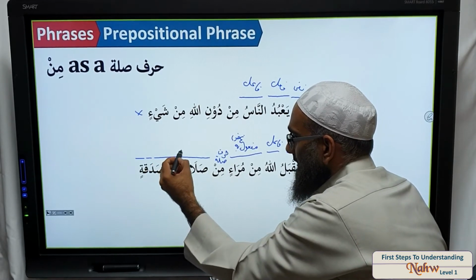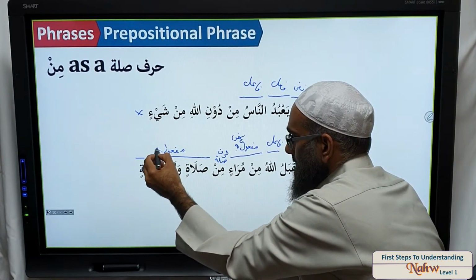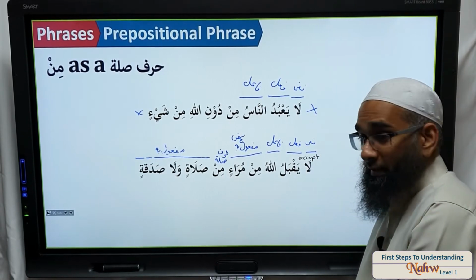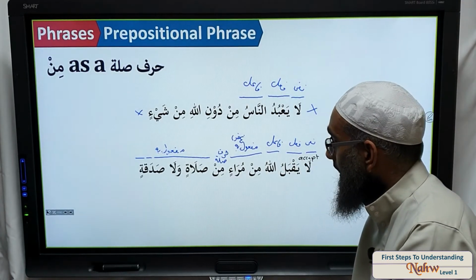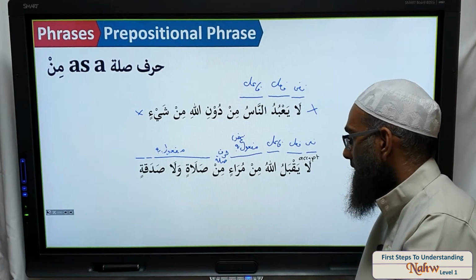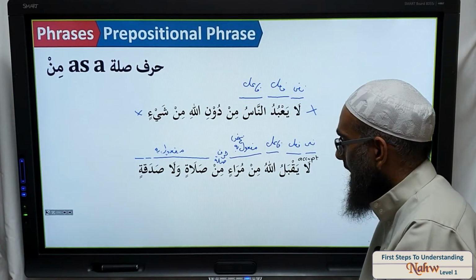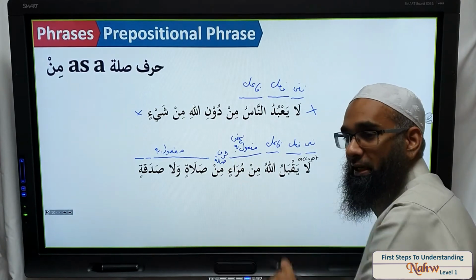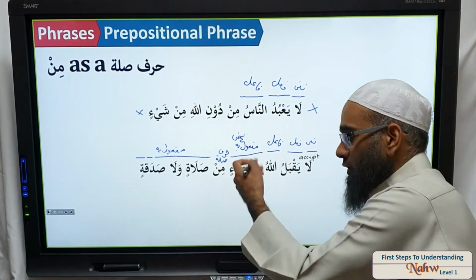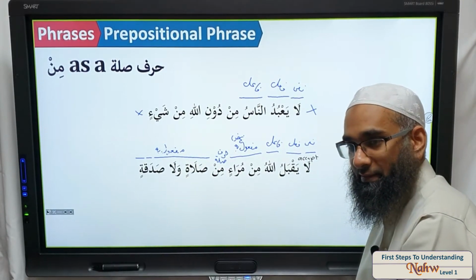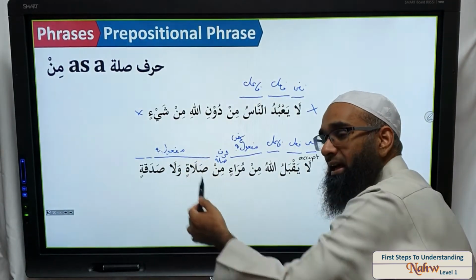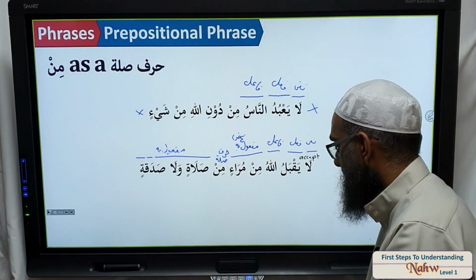And salatin wa sadaqatin. Pardon me. How do we tell? That's a good question. From the meaning. You have to have a bit of the meaning of it. Because here, if you made this min harfu sila, it would mean Allah does not accept any show off. But it's not accepting the show off, it's accepting the deeds. So from the context we can tell here, Allah does not accept from a show off any salat, any sadaqah. So you have to go to the meaning. Okay?